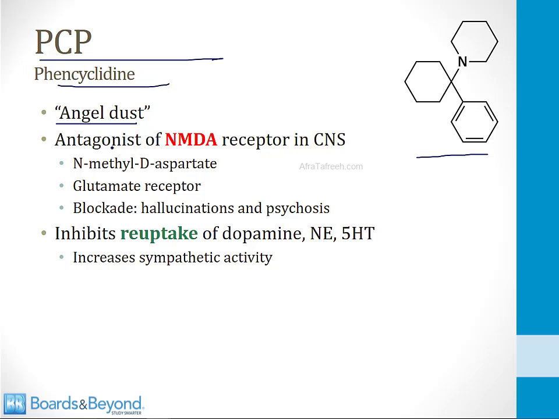First of all, it's an antagonist of NMDA receptors in the CNS. NMDA stands for N-methyl D-aspartate. These are the glutamate receptors in the central nervous system. And when you block those, that leads to hallucinations and psychosis.